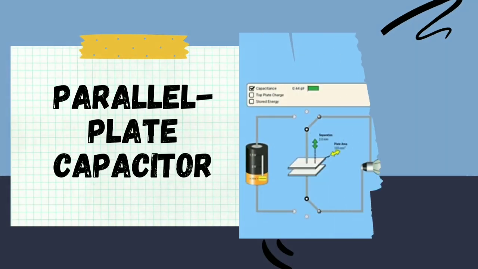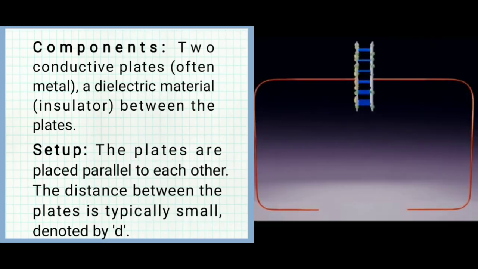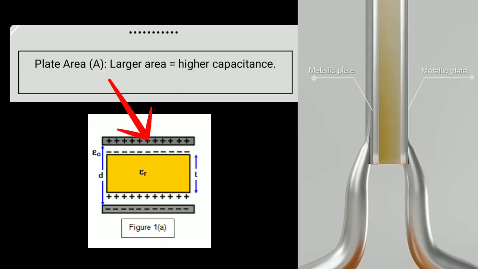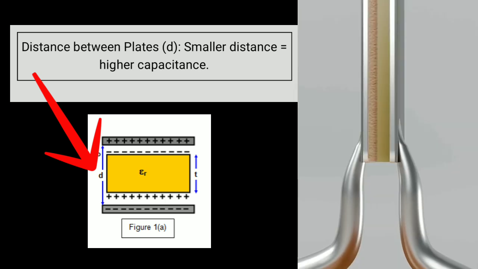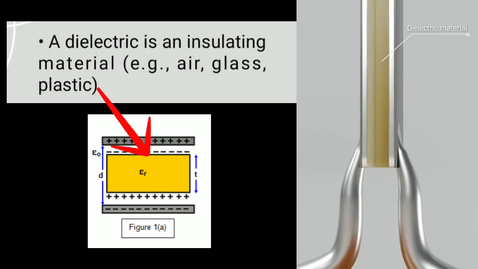Now, let's focus on parallel plate capacitors. These are one of the most common types of capacitors. A parallel plate capacitor consists of two conductive plates separated by an insulating material called a dielectric. The capacitance depends on the area of the plates, in which larger plates store more charge. Next, the distance between the plates. The closer the plates are, the higher the capacitance. And the third one, the dielectric material. A dielectric increases the capacitance by reducing the electric field between the plates.